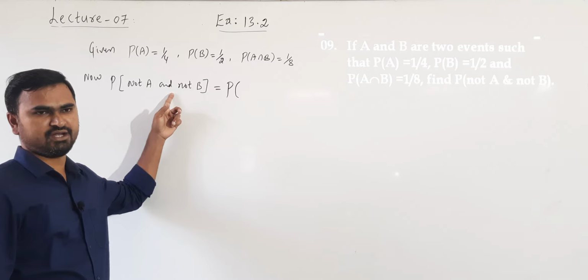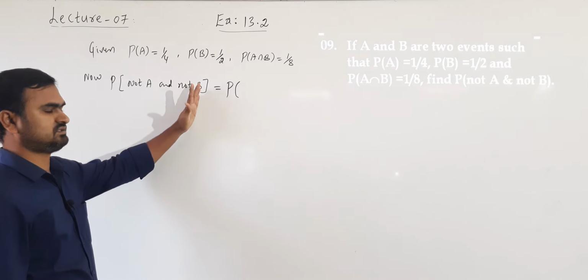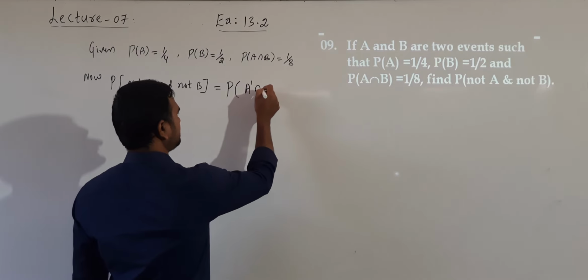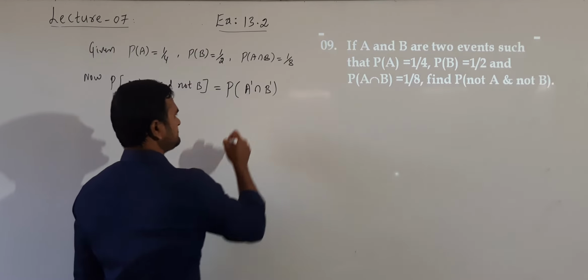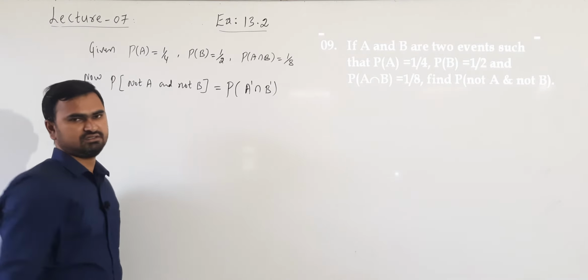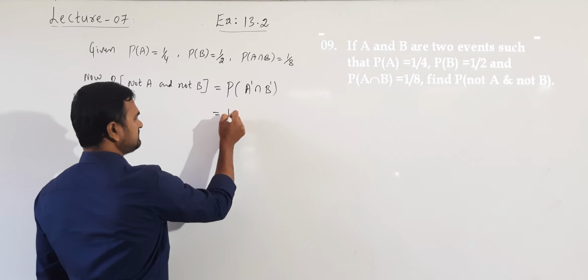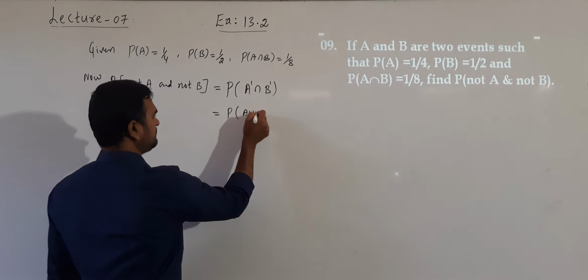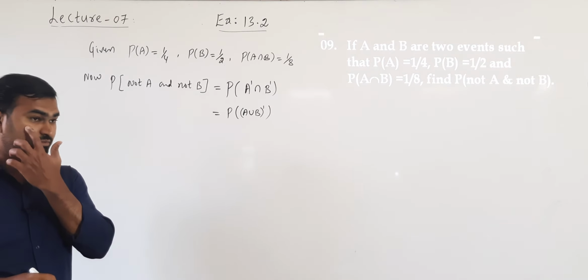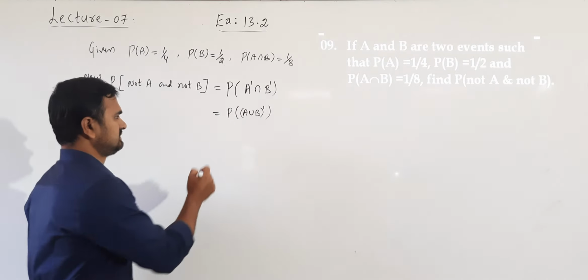Now what do we have? AND operation. So AND means it is an intersection, occurrence of both the events, not A and not B. So not A means A dash and intersection B dash. So we have to find the probability of A dash intersection B dash. By De Morgan law, A dash intersection B dash we can write as A union B whole dash.